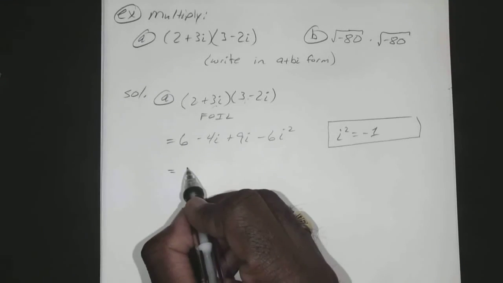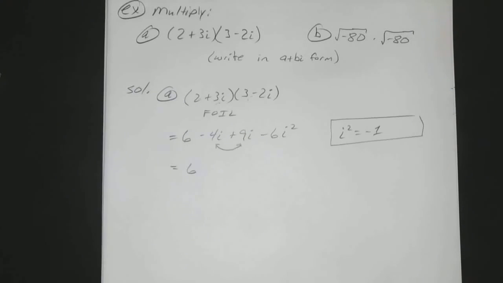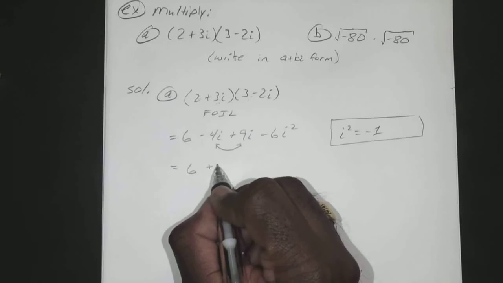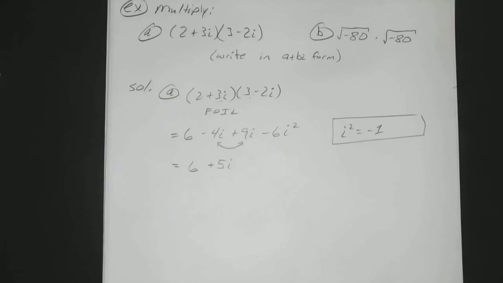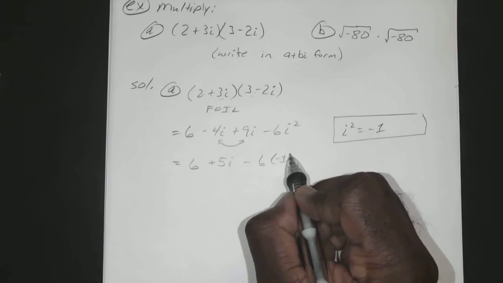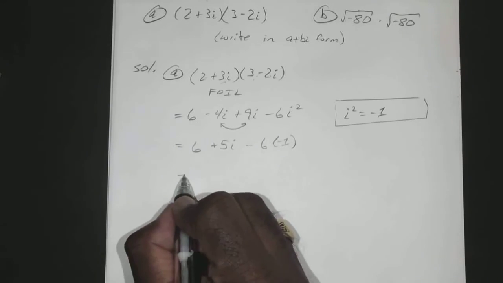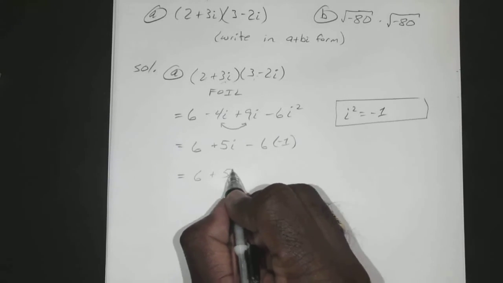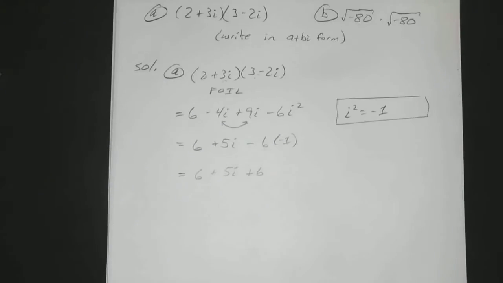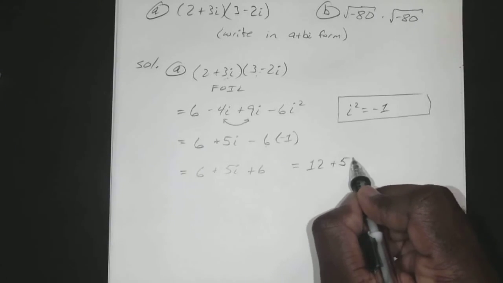So that would give us 6, and we can go ahead and combine those two. So negative 4 plus 9 is 5, so that gives us plus 5i minus 6 times negative 1. Okay, so we end up with 6 plus 5i minus 6 times negative 1 is negative 6, so that's just plus 6, or 12 plus 5i.